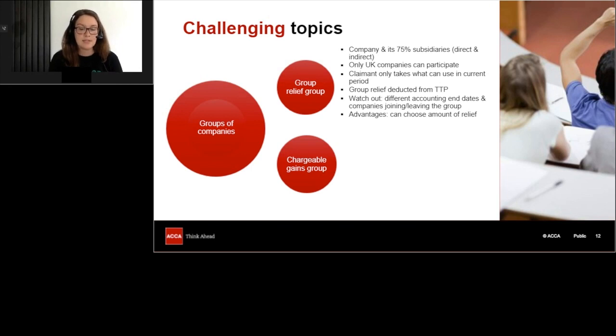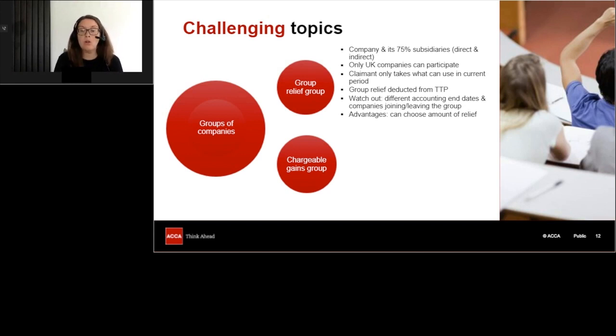So let's look at 75% group relief groups first of all. So this is where we have our parent company and its 75% subsidiaries. Now that might be directly, so company A owns 80% of company B, and therefore company A and B would be in a group relief group together, or it could be indirectly. So it could be that company A owns 80% of company B, and company B in turn owns 95% of company C. So indirectly then, if you were to multiply that 80% shareholding by 95%, you get the indirect shareholding that A has in C. And that actually works out to be 76%.